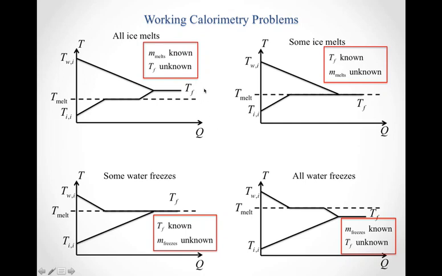So here the final temperature will be above the melting point. Here the final temperature will be below the melting point, but we don't know what that final temperature is. On the other hand, if we have a situation where some of the ice melts or some of the water freezes, we know what the final temperature is, because the only temperature where ice and water can coexist at atmospheric pressure happens to be at the melting point. So we know that the final temperature in these two cases is 0 degrees Celsius. What we don't know is how much of the ice has melted or how much of the water has frozen.